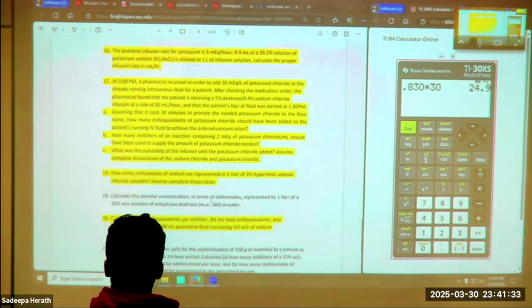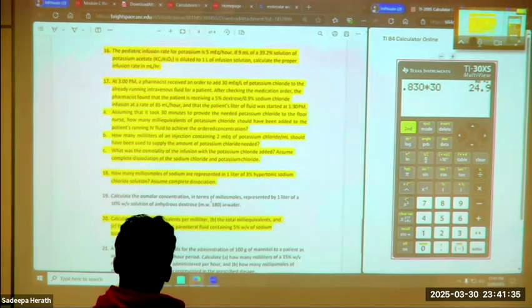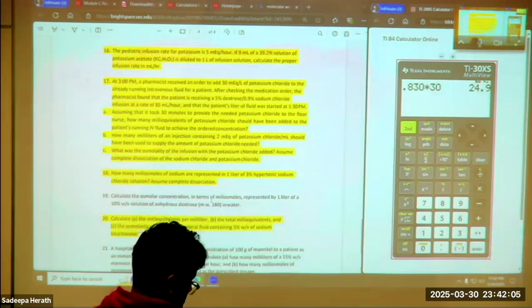At 3 o'clock p.m., the pharmacist received an order to add 30 MEQ per liter of potassium chloride to the already running intravenous fluid for a patient. After checking the medication order, the pharmacist found that the patient is receiving a 5% dextrose to 0.9% sodium chloride infusion at a rate of 85 milliliters per hour, and that the patient's liter of fluid was started at 1:30 p.m. Okay, so what does that tell us?